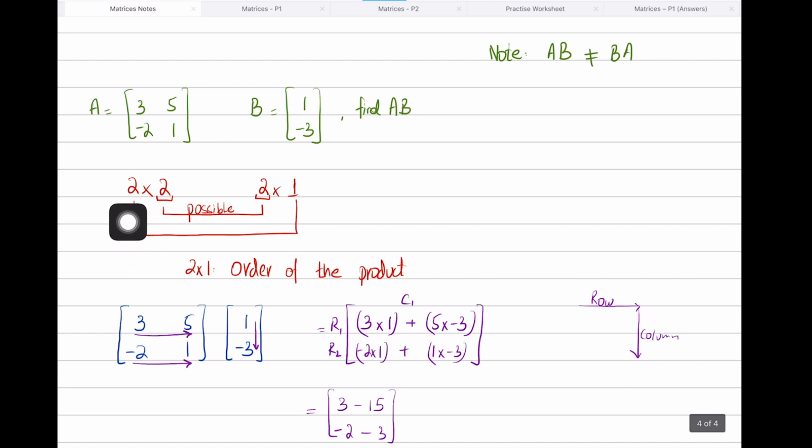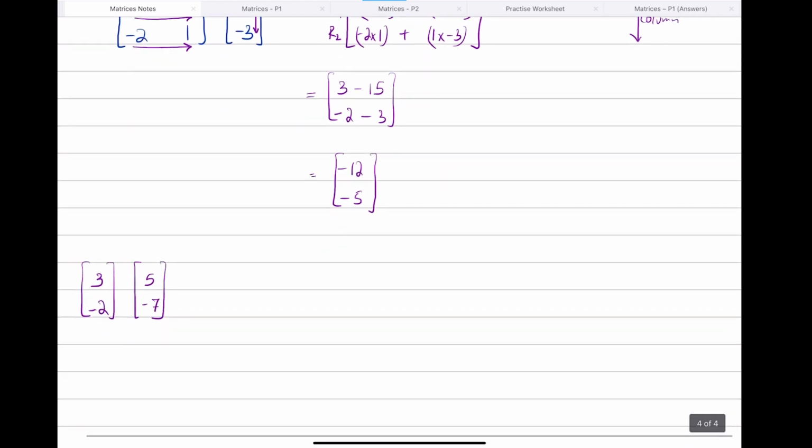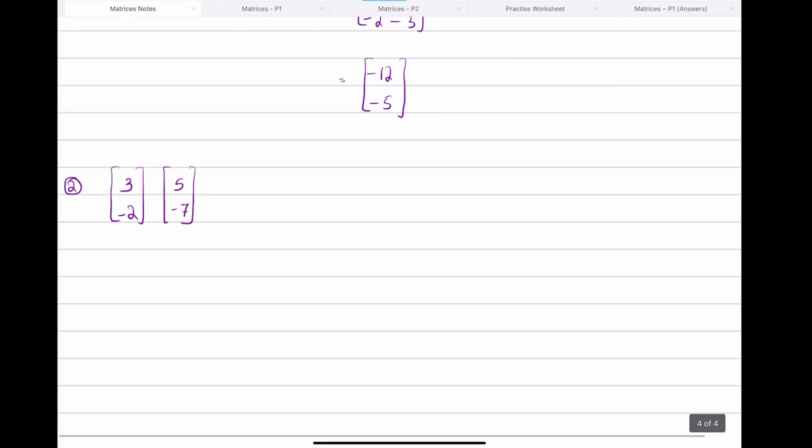So how do you determine the order of the final matrix? It's equal to the number of rows of the first matrix times the number of columns of the second matrix. Okay, so I hope that helps.